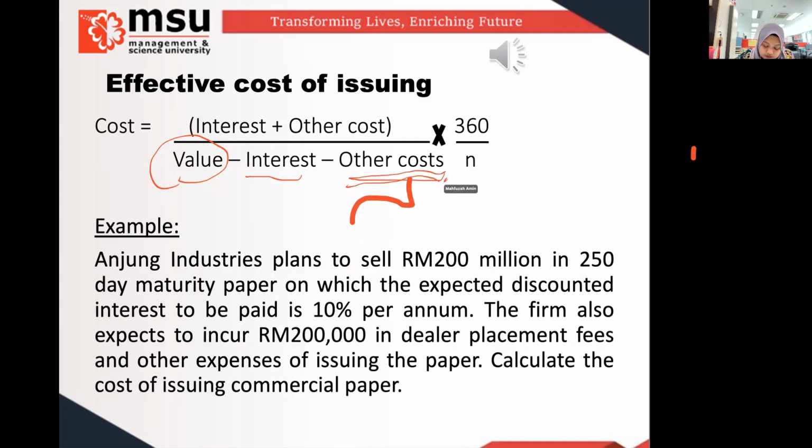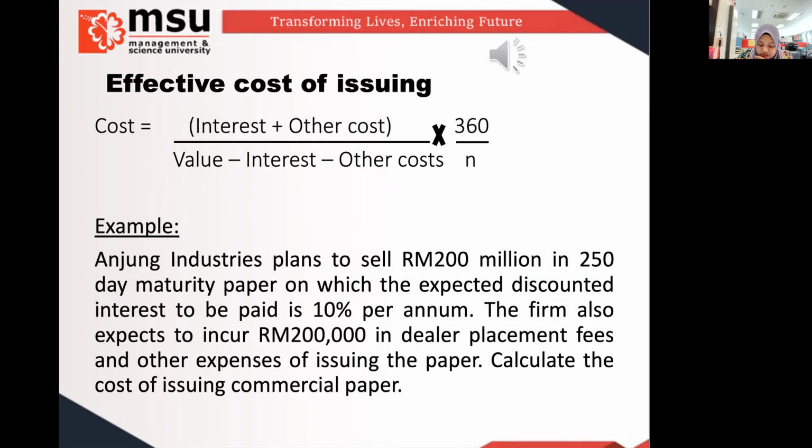So that's what I said earlier. Usually for commercial paper, the interest is discounted. This is the reason we have to minus the interest as well as the other cost. And then we multiply with the number of days over a year. A year is expected to have 360 working days, and then we divide by the duration of the placement. All right, so let's look at this question.